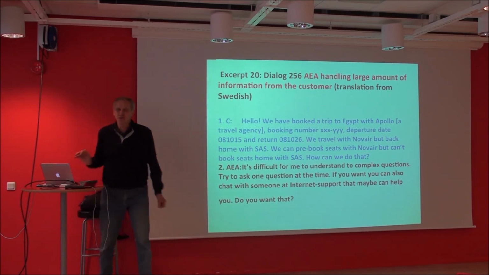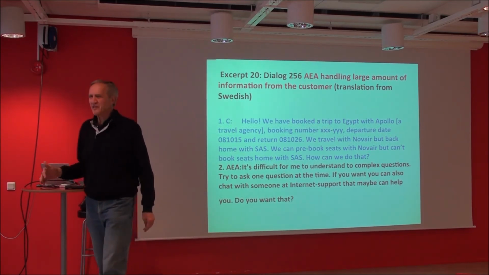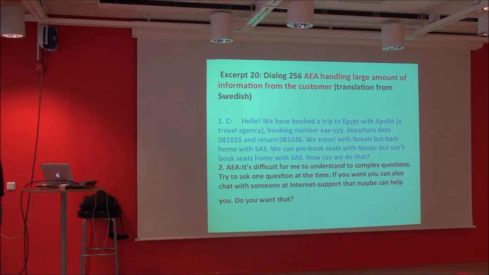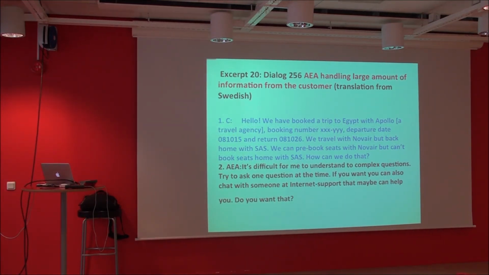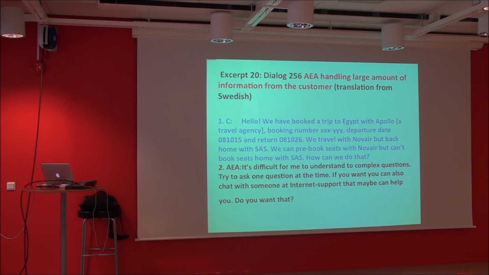So here, for once, I'm going to give you the opposite. Here for once is a customer who thinks that they can give the agent a lot of information. So the customer writes, hello, we have booked a trip to Egypt with Apollo. This is a travel agency in Sweden. Booking number, departure date, and return date. Okay, we travel with Nob Air, but back home with SAS. We can pre-book seats with Nob Air, but can't book seats home with SAS. How can we do that? Okay, here's this optimistic person who hopes to get an answer.